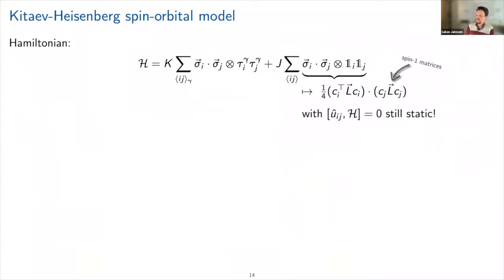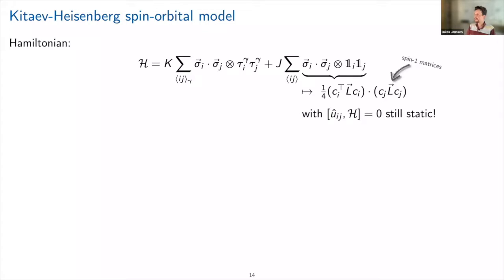Let me show you one example for that. So that's this Kitaev-Heisenberg spin-orbital model. You have the Kitaev term, the one we discussed before, and now we just add the usual standard Heisenberg interaction in the spin sector, parameterized by coupling J. Now, what you can show is that with the parameterization I showed in the previous slide, this particular interaction is chosen in a way that it involves only the c operators, the itinerant Majoranas. That immediately means that although this is an interacting term, and the model is no longer solvable, it still keeps the property that the gauge fields remain static. So this still means that these U operators commute with the Hamiltonian, commute among themselves, and can be simultaneously diagonalized.